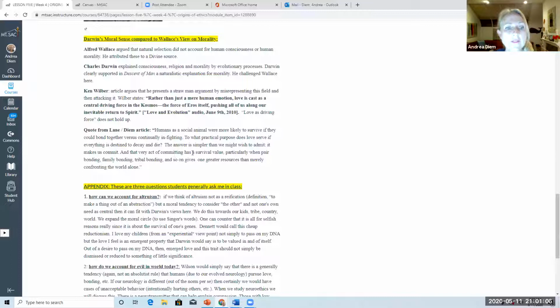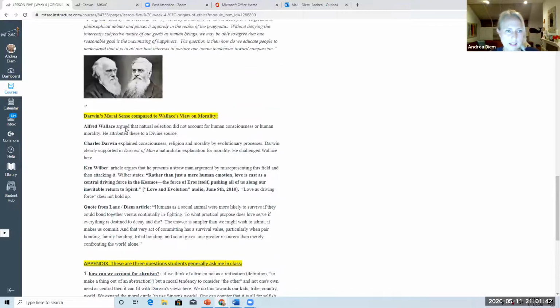Let me see if I'm going to read this. This very act of committing has a survival value, particularly when pair bonding, family bonding, and tribal bonding, and so on, go with greater resources than merely confronting the world alone. So in other words, those that have bonded with their kids, with their family, with their spouse, or mate, I should say, with the tribe, have a much greater chance of surviving than those that are doing it alone. And out of that develops a sense of connection to others, a sense of concern for others, and a sense of moral behavior. Now, I kind of covered the main ideas.